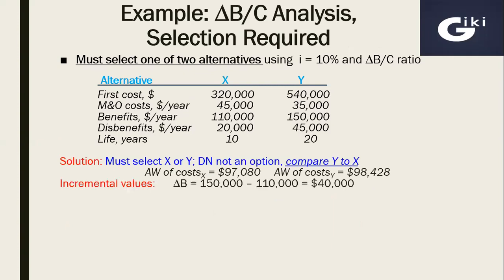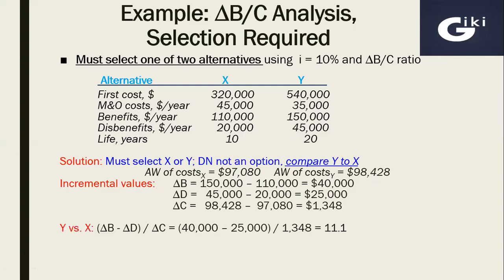Now we need to calculate incremental values, meaning incremental benefits, incremental disbenefits, and incremental cost. So incremental benefit will be the difference of both, Y minus X, 150 minus 110. So 40,000 is incremental benefit. And incremental disbenefit will be 45 minus 20, $25,000. Then incremental cost will be 98,428 minus 97,080. This is $1,348.